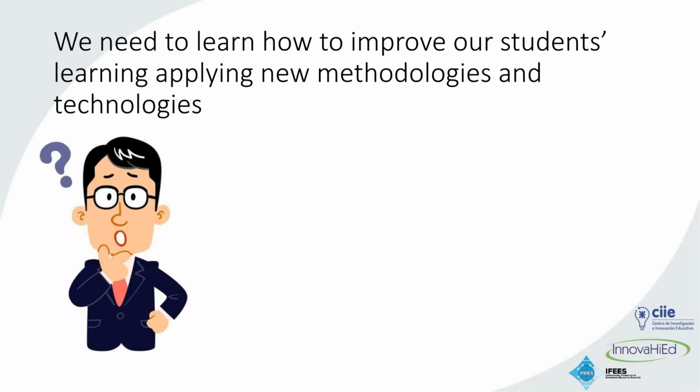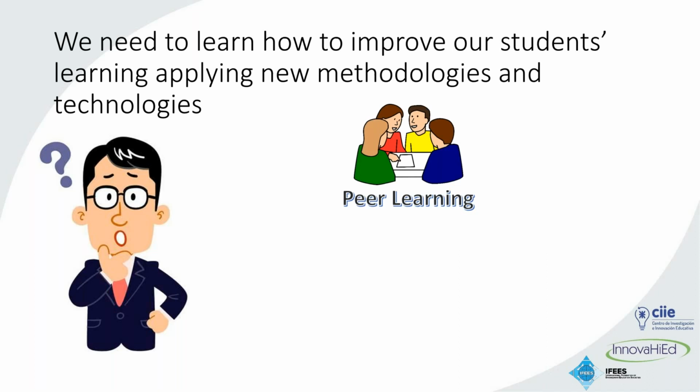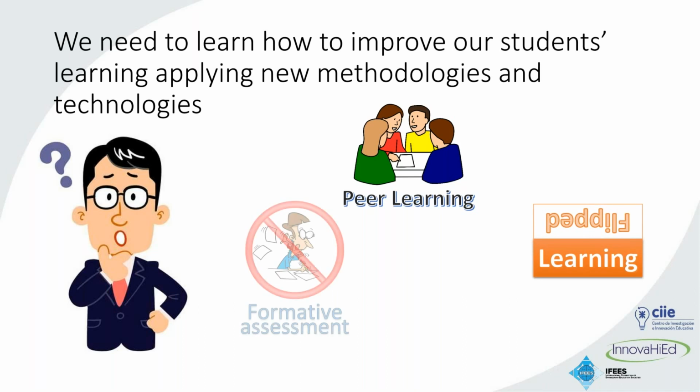And now the doubts come to us. How can we improve our students' learning? And there are some clues here. We need to use peer learning to allow and to promote the students teaching among themselves. We need to use the flip learning methodology. I don't have time here to explain it in detail, but it's a very important methodology and very effective. So we need to use this methodology.